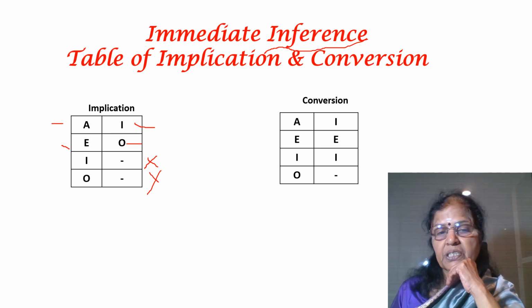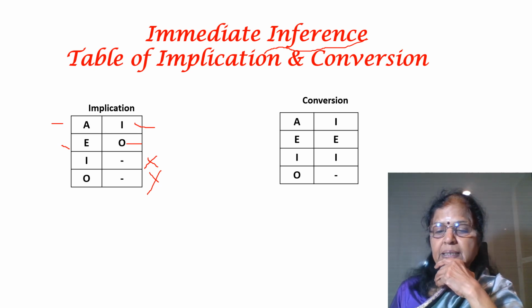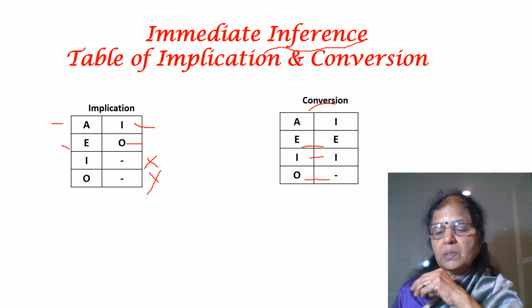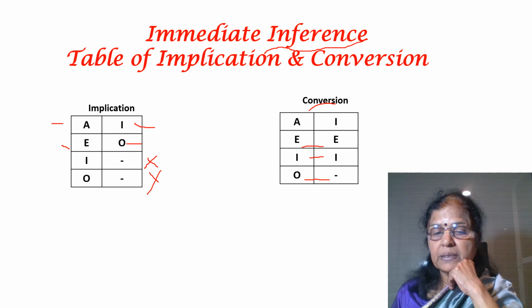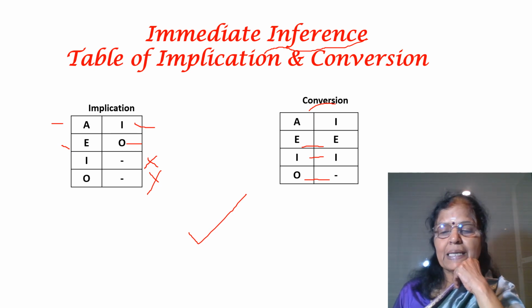And conversion is also one type of immediate inference, where the subject and predicate are reversed. In implication it is hidden meaning, and in conversion subject and predicate are reversed. And A to I is possible, E to E is possible, I to I is possible, but O you cannot convert O type of statement. And A into A is not possible, A into I is only possible. Remember this. So you have to learn this by heart. Only then you can answer the MCQs or even some of the problems you can solve. So you learn this table by heart.